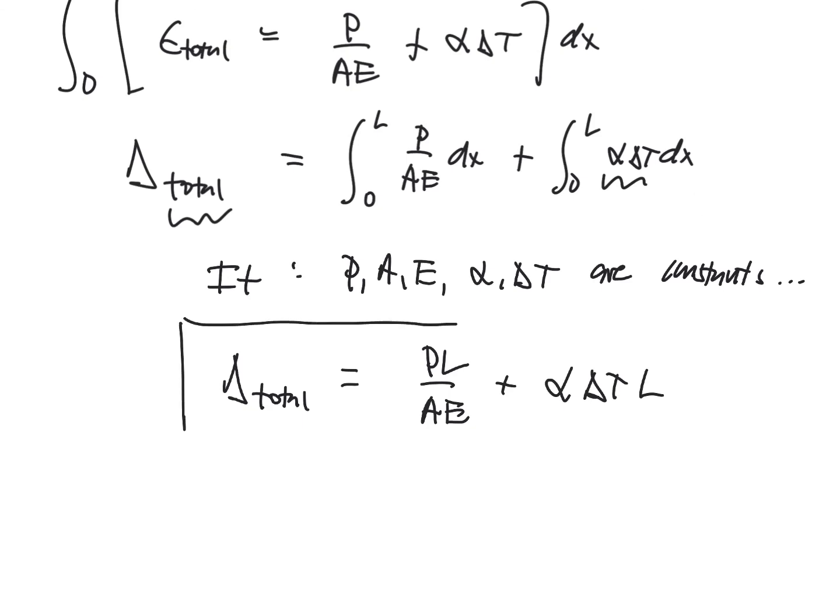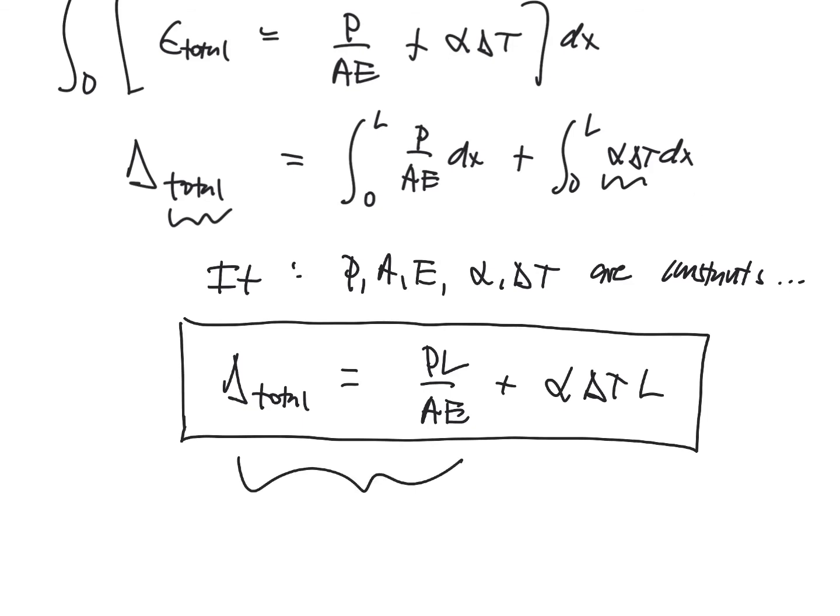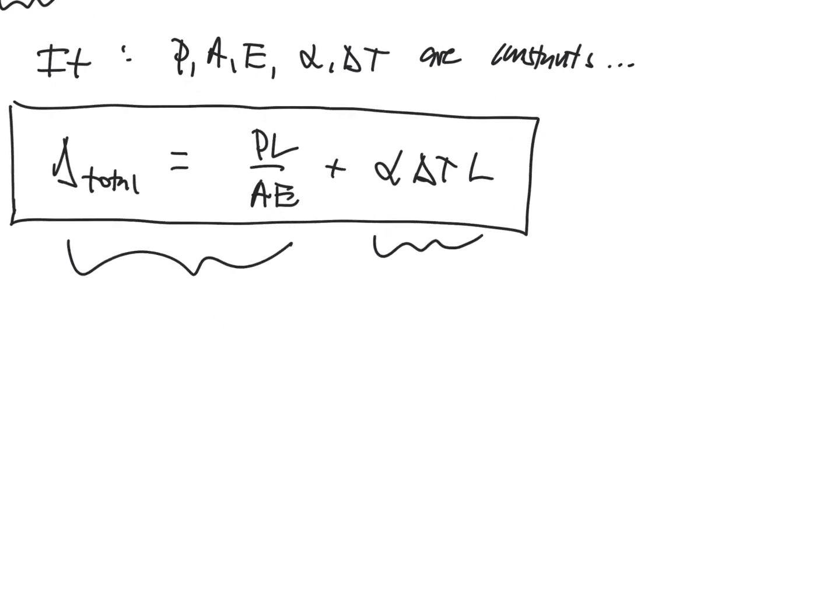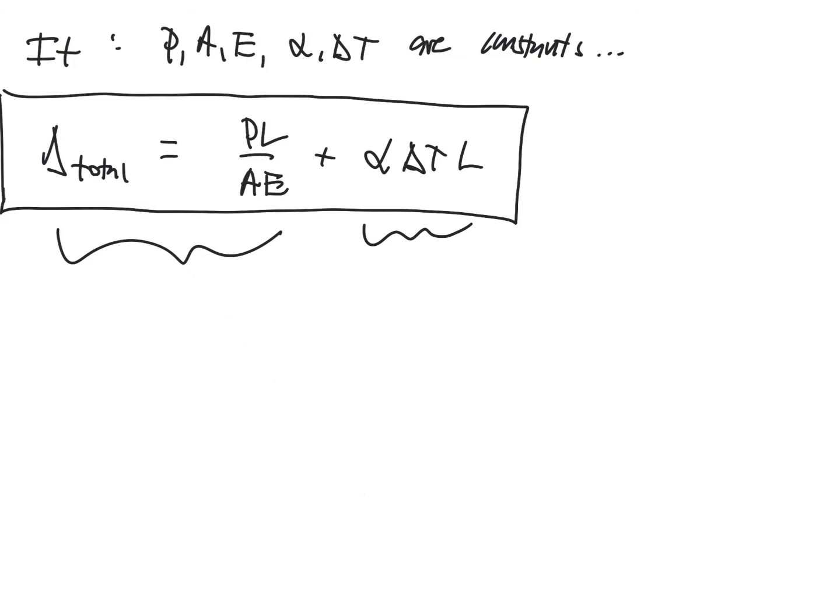So that is a very useful formula, and I think it's one that you should probably commit to memory. You've already memorized this one. So you have to also add in the alpha delta T L. So again, all you're really doing is taking the thermal strain, alpha delta T, and integrating over the length. But in this case, we just multiply it by the length. So this is a good one to commit to memory.